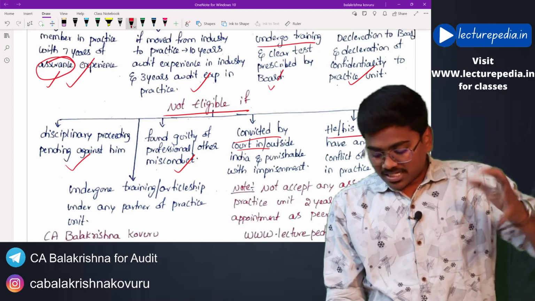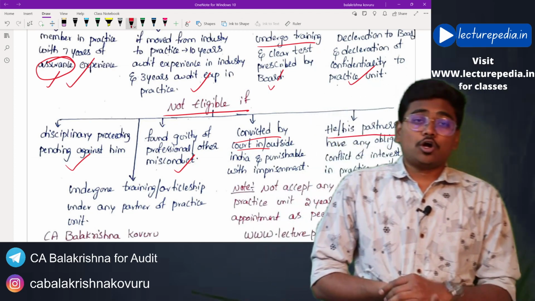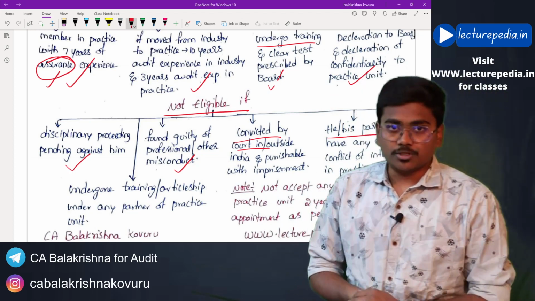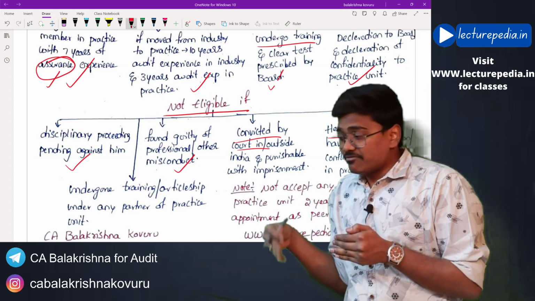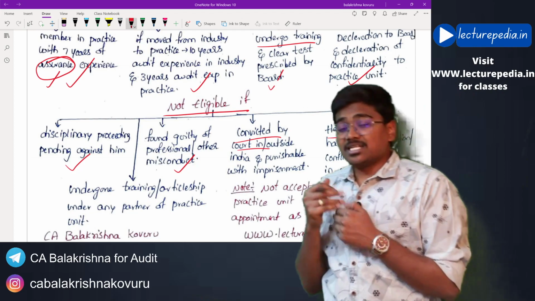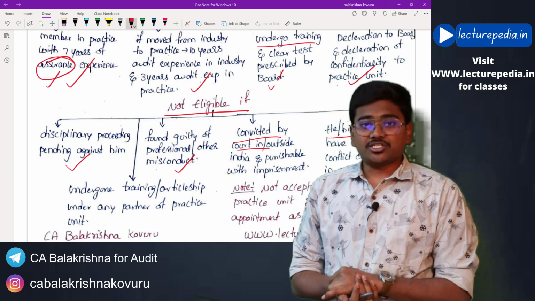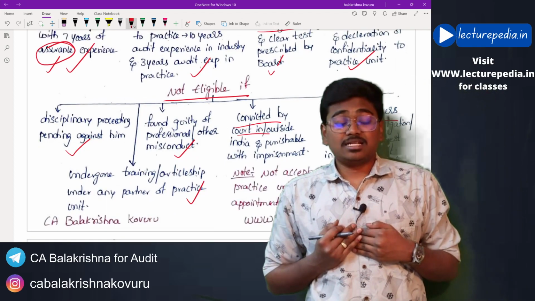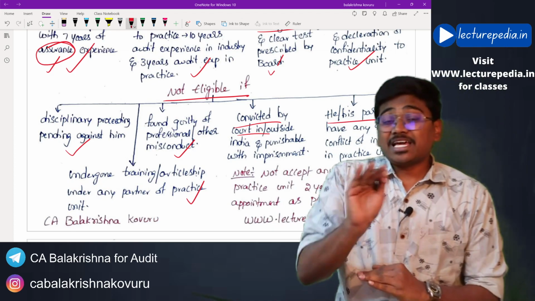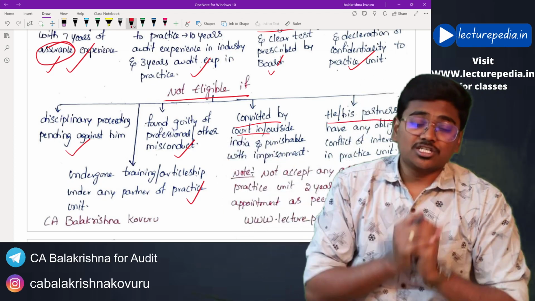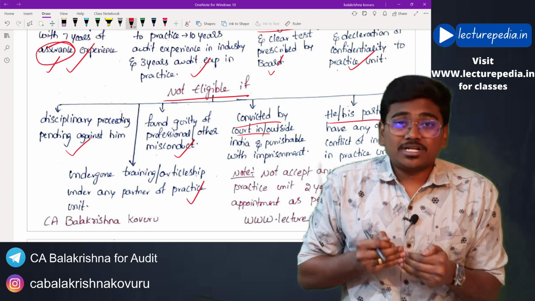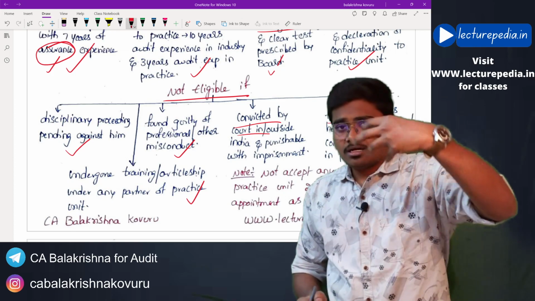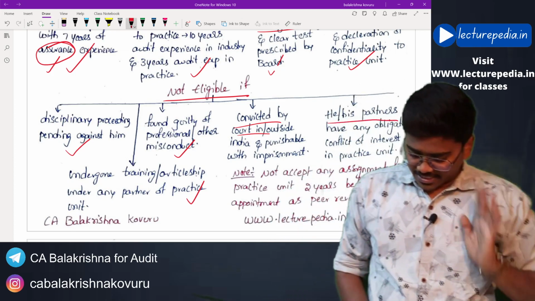Next, he or his partners have any obligation or conflict of interest in the practicing unit. Okay, that has to be reviewed. If he or his partner is having any interest in the practicing unit, then that person cannot be appointed as a reviewer of the practicing unit. And also, if in the past this person has done any training or articleship with any of the partners of the practicing unit, then this person cannot be appointed as a peer reviewer of that practicing unit with whom he has done his articleship or any training.